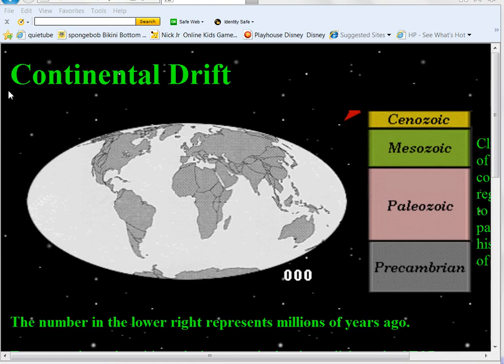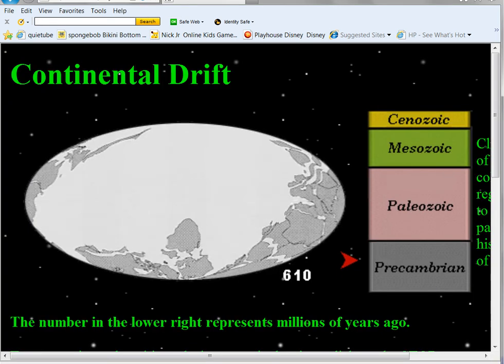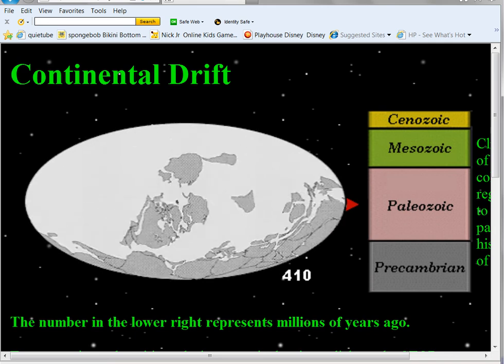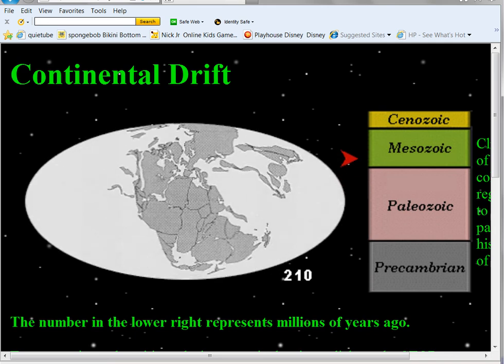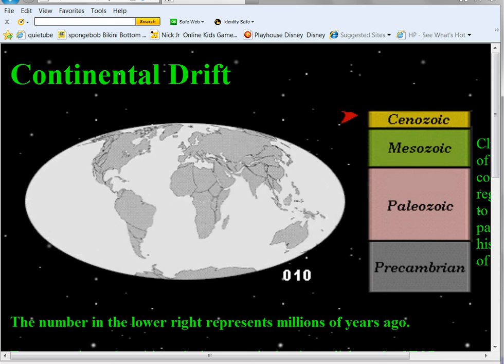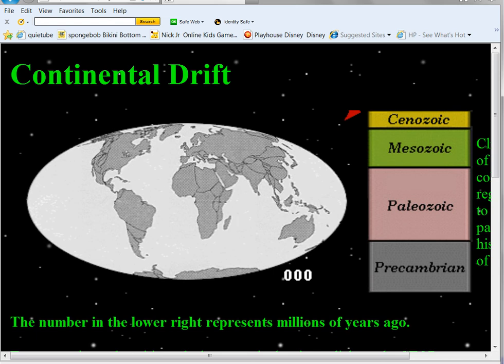This fast little animation is what we're going to close with. This is going to show you how the continents have moved around through geologic time for the past 700 million years as we have tracked them using rocks. Unfortunately, it's rather fast for 700 million years. But watch that go.